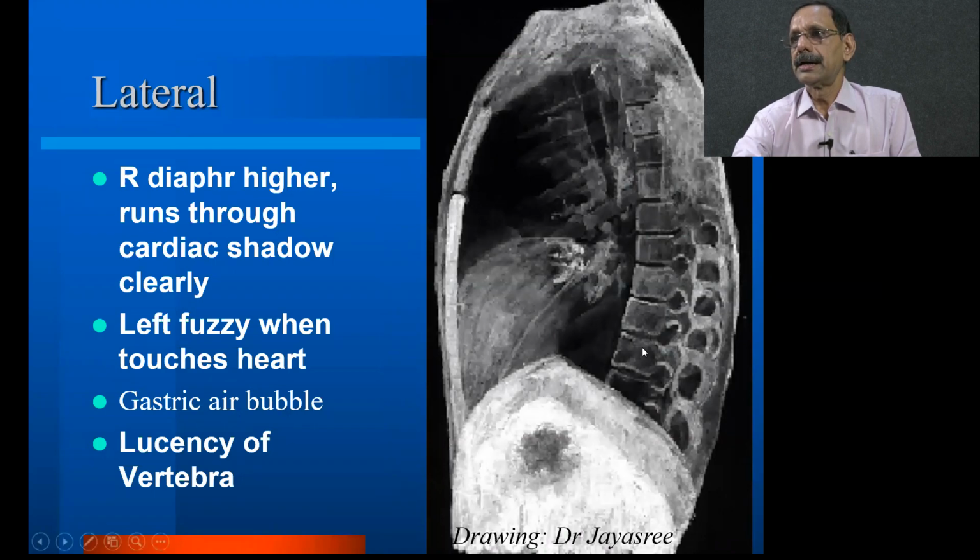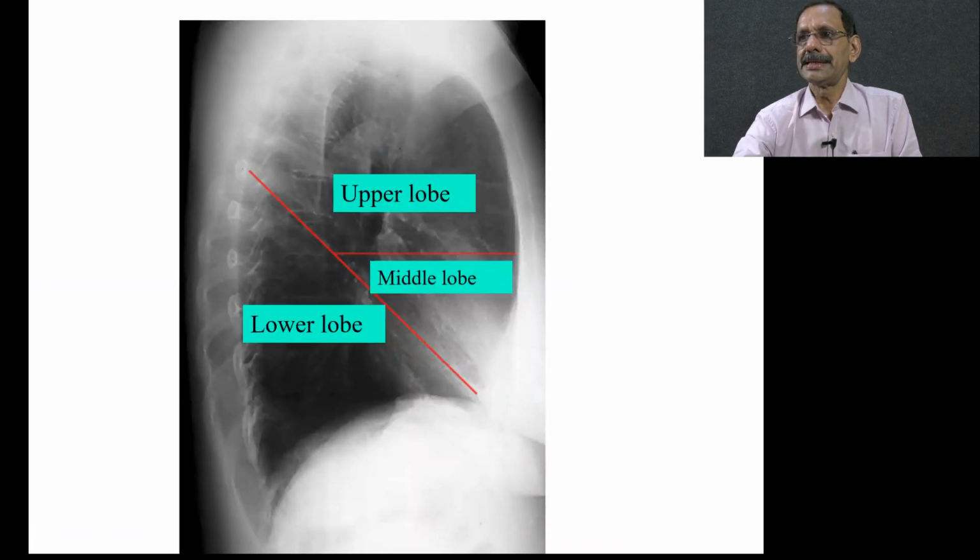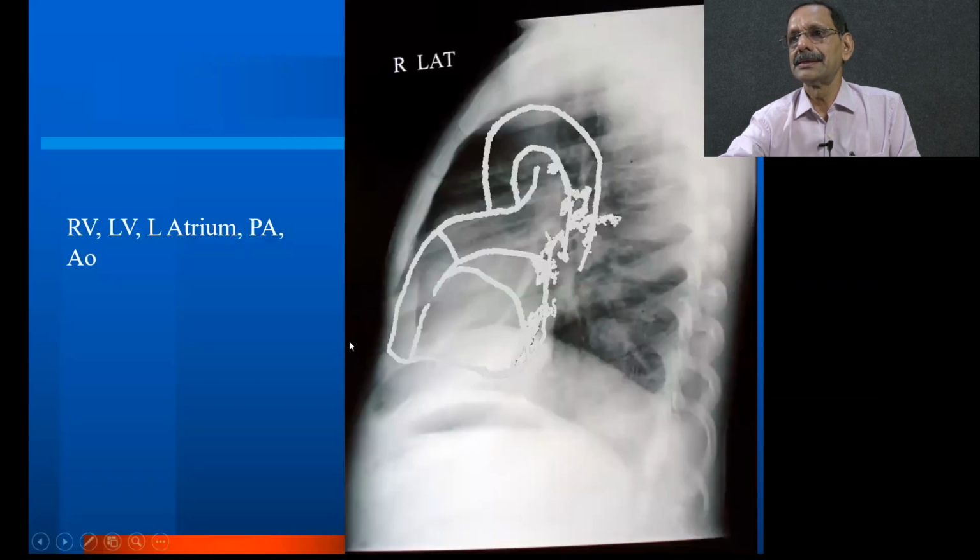Now look at the lucency of the vertebra. When you come down, you have a lot more air in the lung, so it will become more lucent. This is less lucent. Coming down, it will be more lucent. If this area appears more dense, then there is something here. So that is how you interpret that. Now this is approximately how the upper lobe, middle lobe and lower lobe are there. This again will be discussed in our next session.